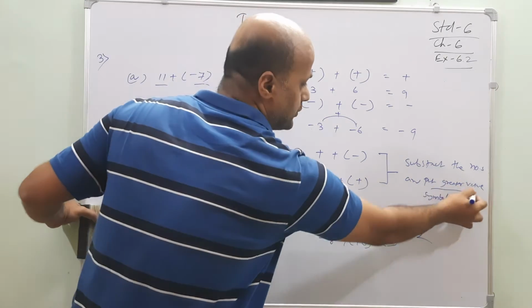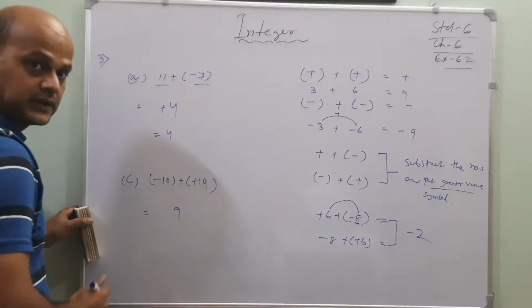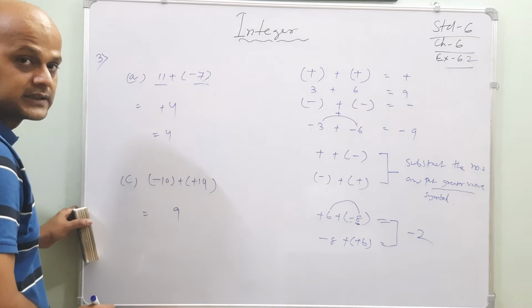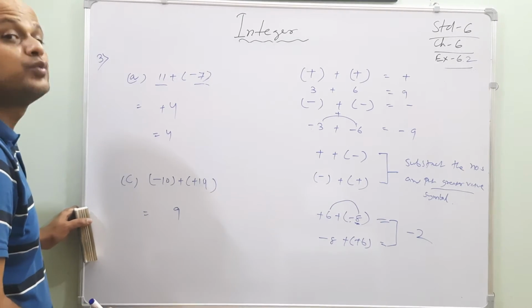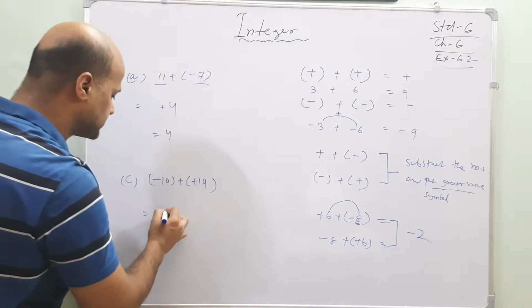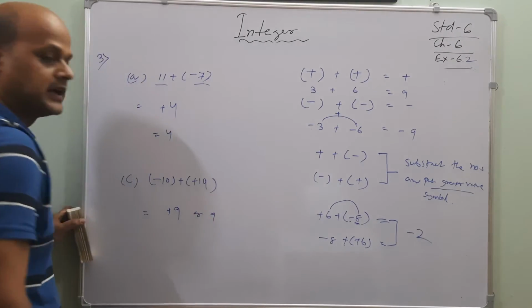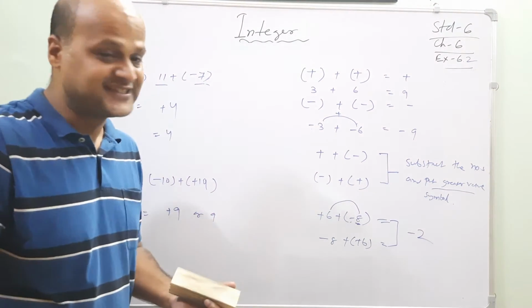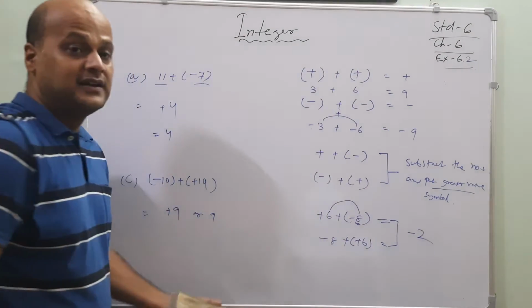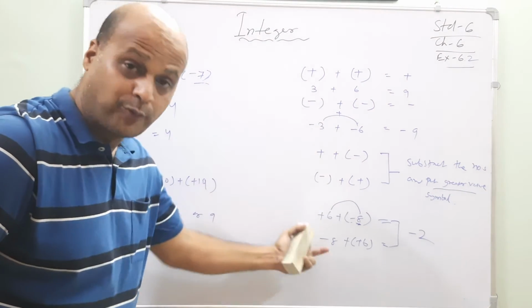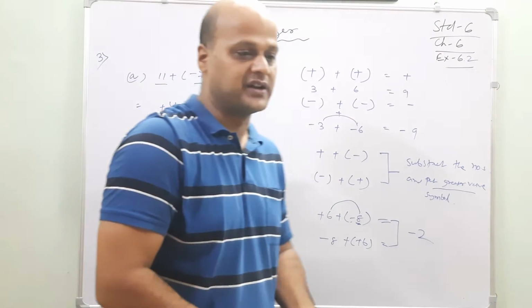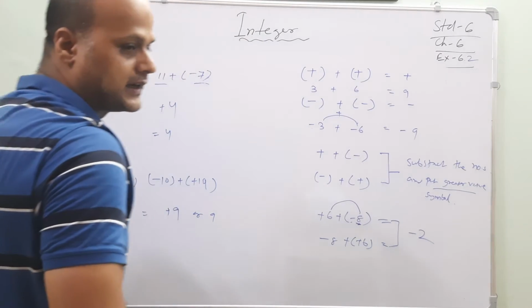Come to the second line. Put the greater value symbol. Which one is greater? 19 is greater or 10 is greater? Yes, 19 is greater. What is the symbol? Yes, plus. Plus 9 or 9, you can write it also. Okay. How is it easy? If you remember these formulas. Okay.